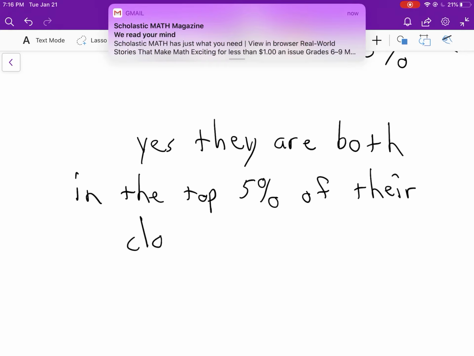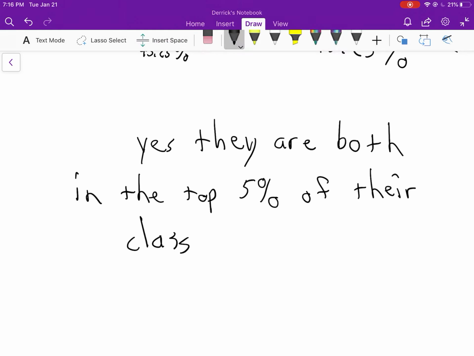Rachel certainly did better than Keenan. As far as her classmates are concerned, she definitely did better than more of her classmates than Keenan did, but they were both in the top 5% of their class, just barely.